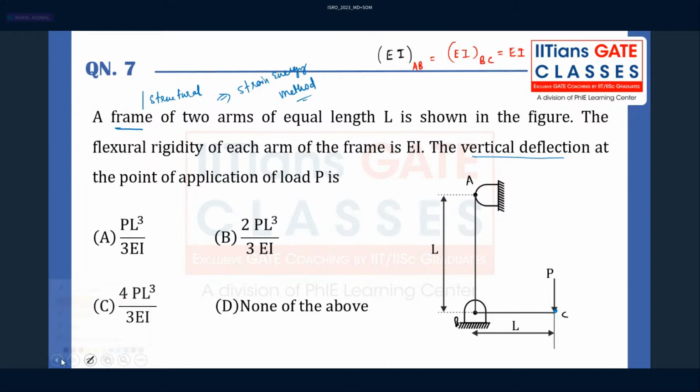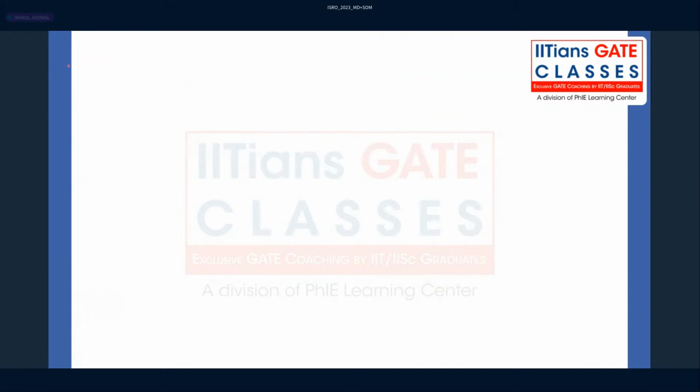Here you have to assume that BC is there and AB is there. I'm drawing this particular diagram once again. Here we have AB and C. Here we have load P, and here we have length L.